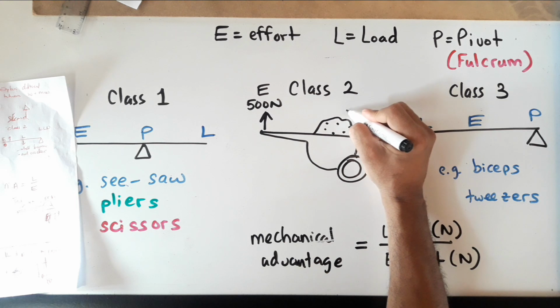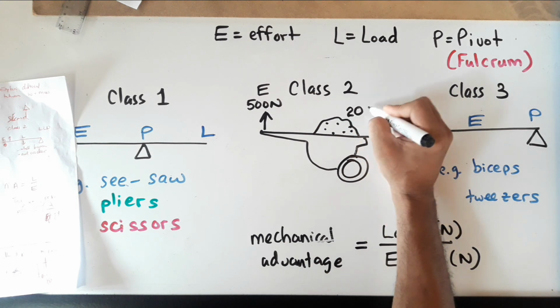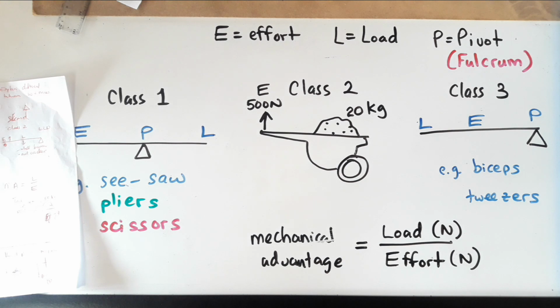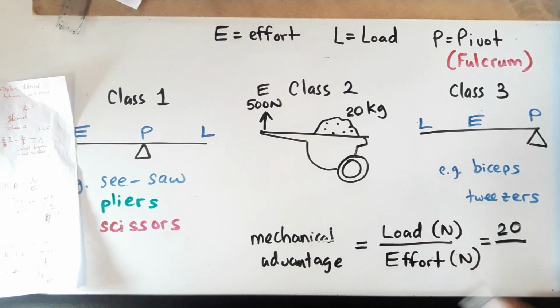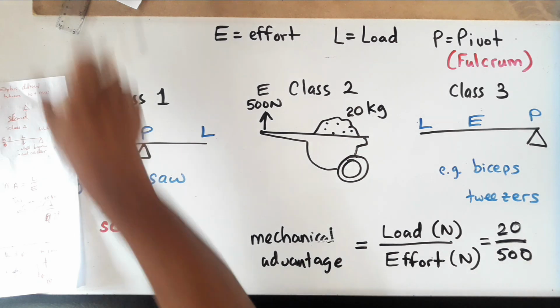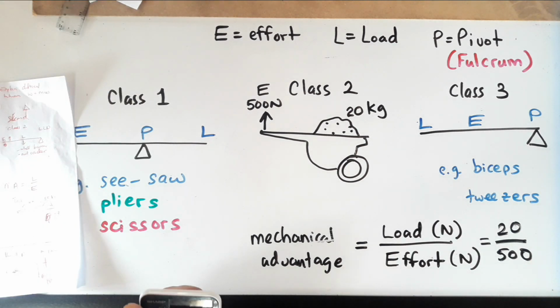And the examiner tells you that the weight of the sand is 20 kilograms, right? So this is your load, what you are trying to move. So let me show you the trick they will play on you. They ask you to calculate the mechanical advantage. Cool. So you know the load is 20 and you are applying an effort of 500. So you will say 20 divided by 500, well, the answer for this is 0.04, right? Mechanical advantage doesn't have a unit. And you will get it wrong.